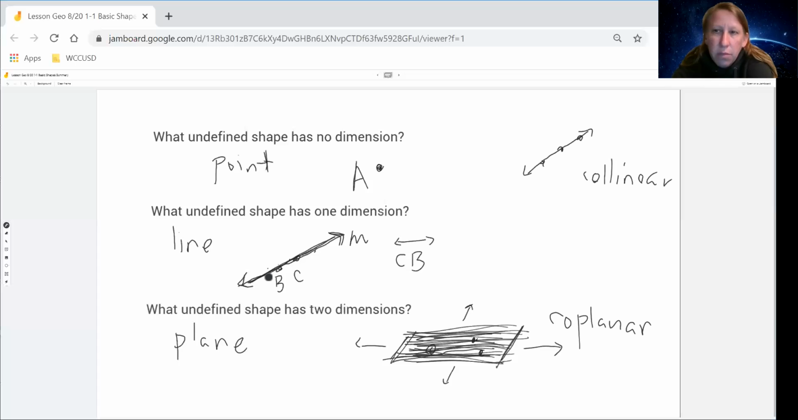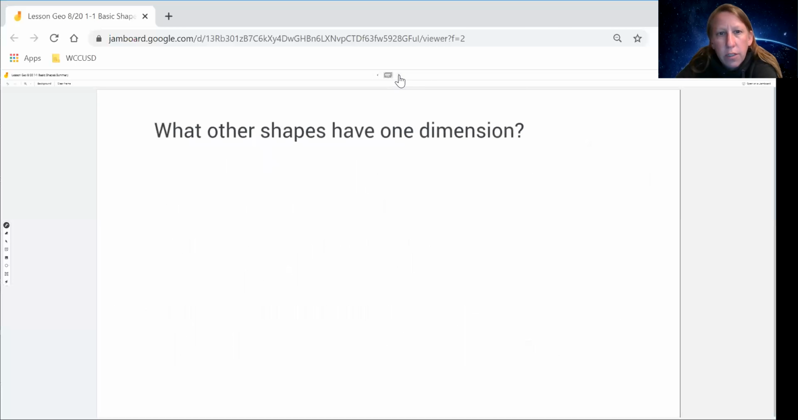The relationship between points. These are not shape words, they're describing the relationship between this point and this point. Coplanar points are together on the same plane. Most of the shapes you learned when you're little were plane geometry figures.